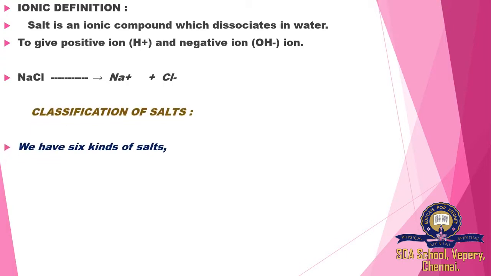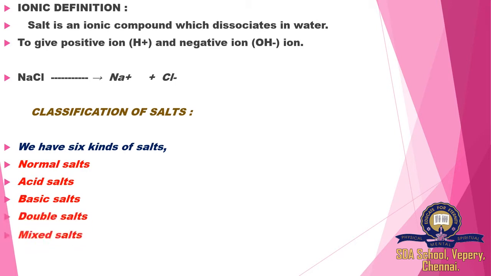Based on this, we have a classification of salt. We have 6 classifications. They are normal salts, acid salts, basic salts, double salts, mixed salts, and complex salts. We are going to discuss these types of salts briefly in this lesson.